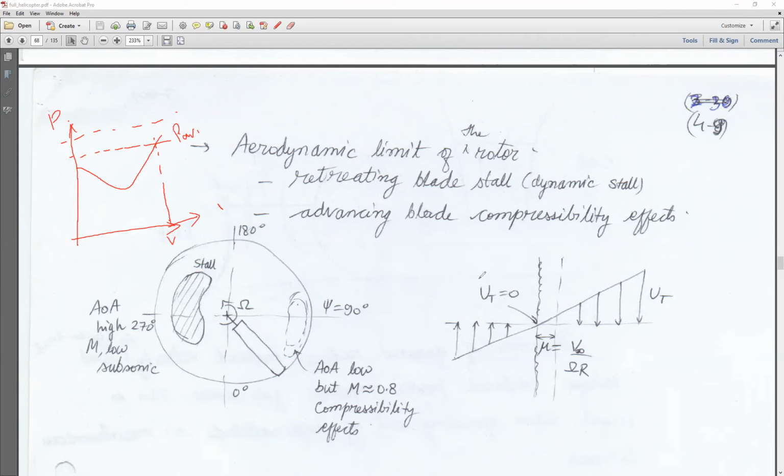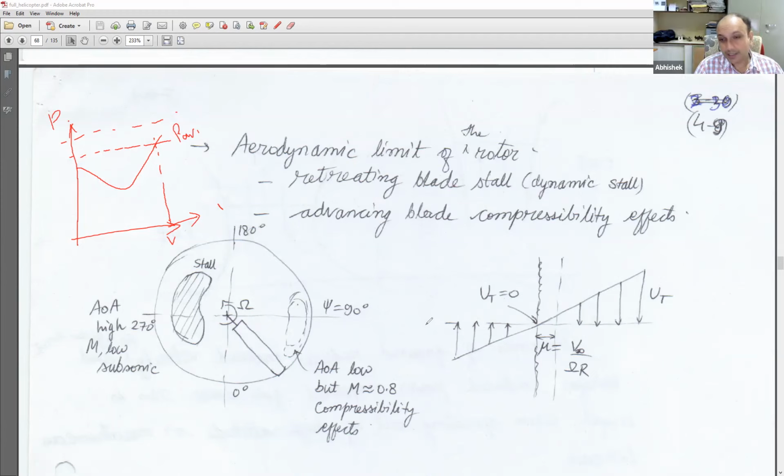Mach number, sir, of the blade tip. How? Sir, in the first lecture, we talked about if the blade tip reaches sonic value, then it can't go any faster. If the maximum velocity of the blade tip reaches near the Mach 1 value.